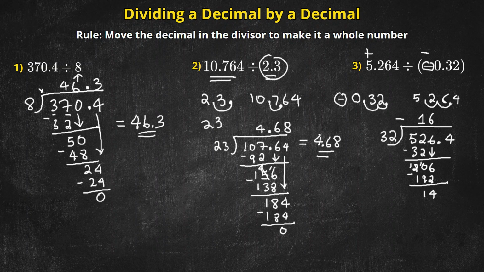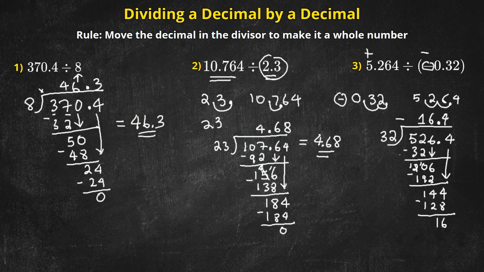Decimal point comes next, but you have to take the decimal point up and bring down the 4 because 32 cannot go into 14. So now you have 144. How many times does 32 go into 144? That's only 4 times. 32 times 4 will give you 128. Now you subtract 144 minus 128, you should have a remainder of 16.